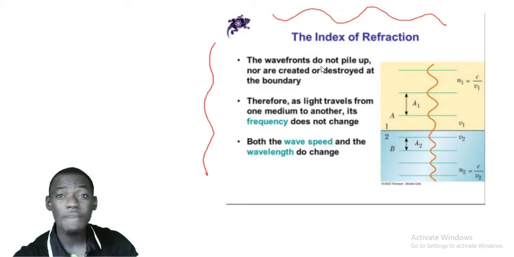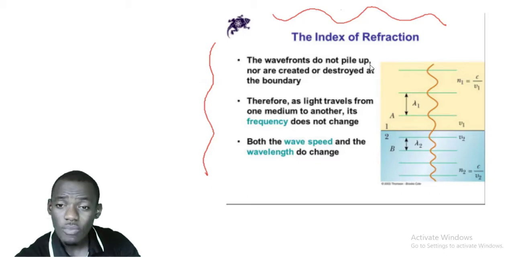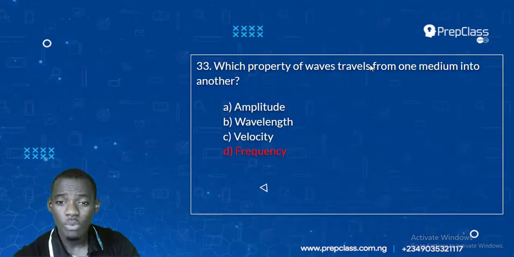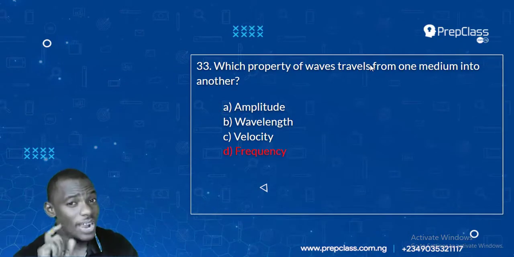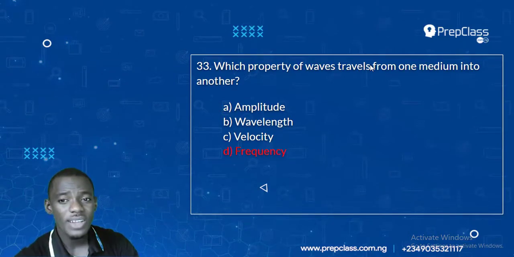The frequency remains the same. So the property of a wave that will not change as the wave moves is the frequency. Don't forget that. Very important. The frequency of a wave does not change from one medium to the other.